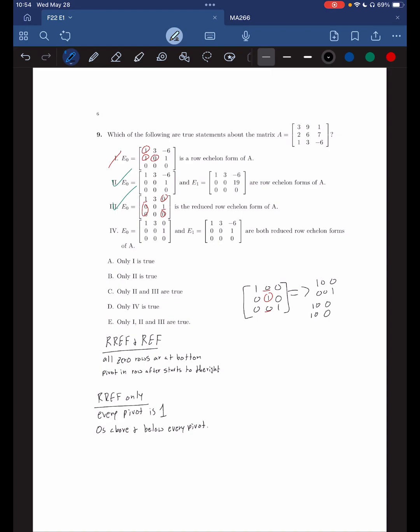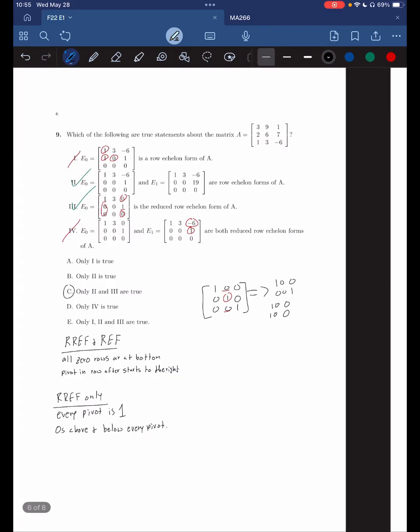4. E naught is this and E1 is this, and the statement is claiming that they're both reduced row echelon forms. This is actually not true. Why is this not true? If you look at E1, this is our pivot in row 2, but there's not a 0 above this. There's a -6, right? That can't be true. So this is now false. So our answer comes out to be 2 and 3 are true.